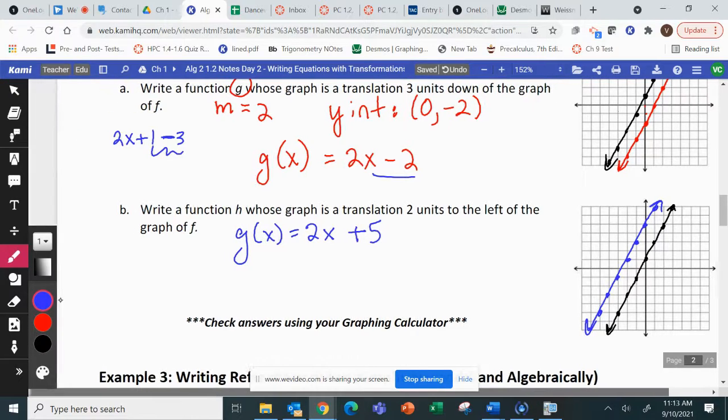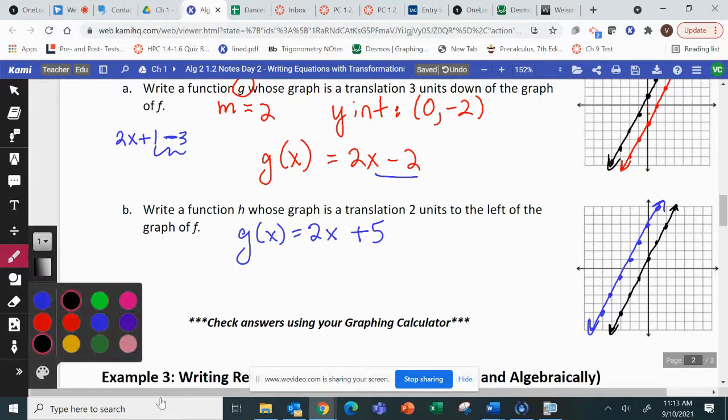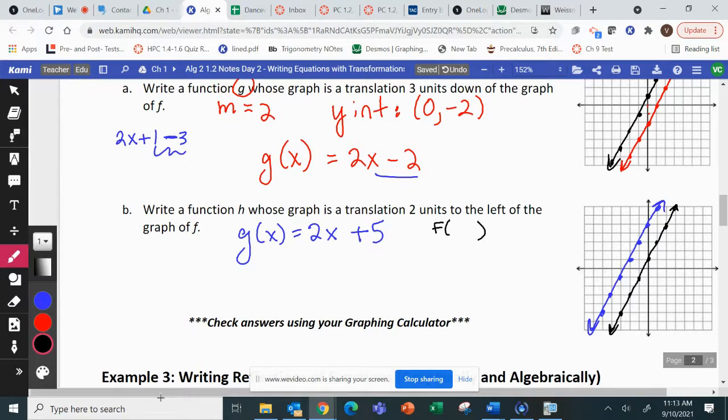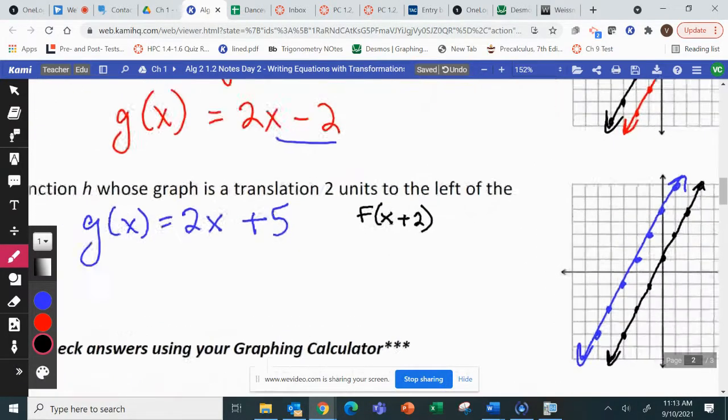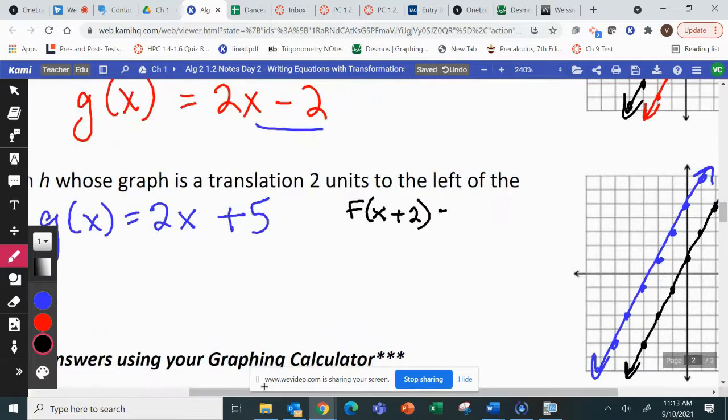If you wanted to do it with the equation, to move it to the left, we would have to do x plus 2 for our f of x plus 2. And wherever we see an x, replace that with x plus 2. What is the original plus 1? So I took the original 2x plus 1 and I replaced x with x plus 2.